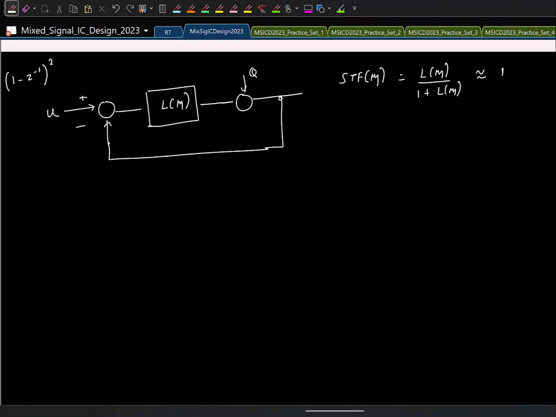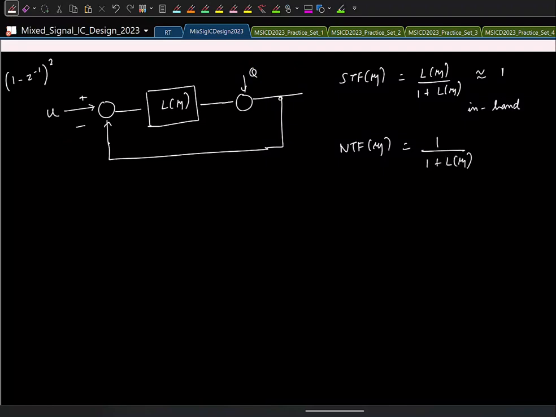Right? And remember, we are looking at signal frequencies which are low. So within my signal bandwidth, which is in band, this is 1. And that makes sense. We want the same input to appear at the output. Okay. So now what is my NTF? NTF is the transfer function from this guy to here when this is not there. What is that? You can work it out. This is 1 by 1 plus L of Z.